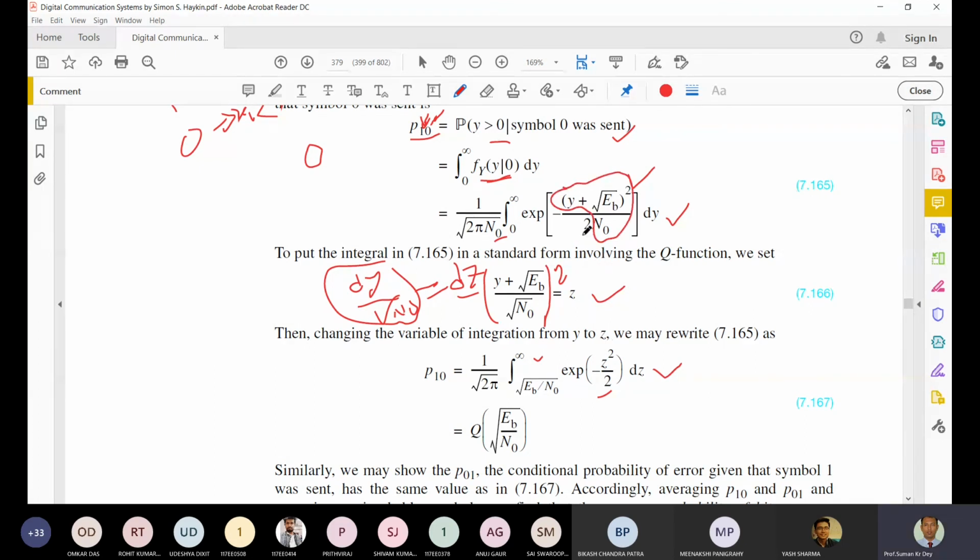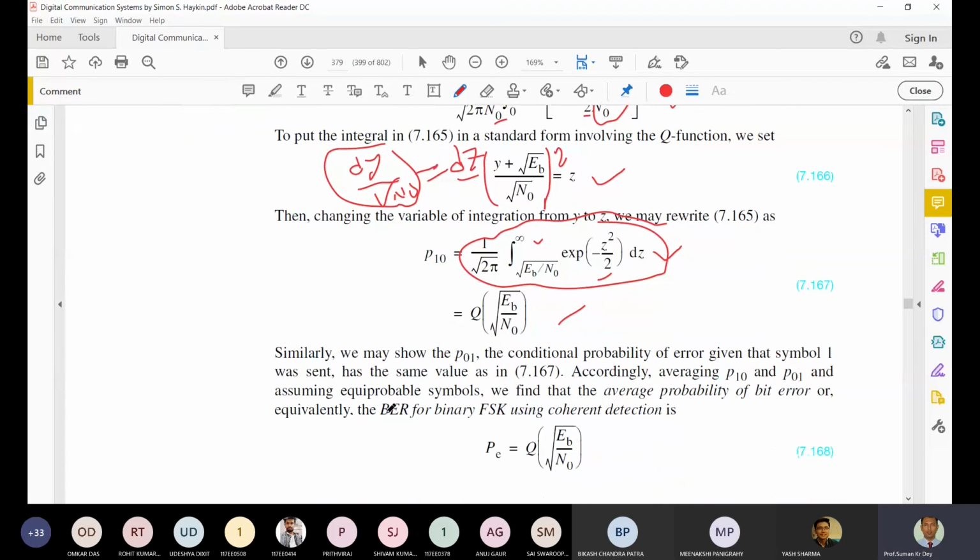Okay, so there is a 2 in the denominator, so we put that value. So this is the expression, and this is equivalent to what? It is equivalent to the Q function of square root of Eb by N0. This is a property of the Q function, when we are defining a Q function. So what is the probability of error? The probability of error Pe is equivalent to the Q function of square root of Eb by N0.